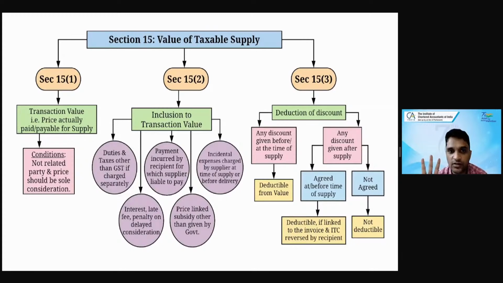Okay? 5 inclusions. Duties and taxes other than GST. Payment incurred by the recipient on behalf of the supplier. Incidental expenses. Fourth is interest, late fee and penalty. And fifth is price linked subsidy. These are the 5 inclusions. Then there are certain exclusions, very important, which is discount. So all discounts have to be excluded. 5 inclusions and there is only 1 exclusion, which is discount. Now, what type of discount we will exclude, that we will see.